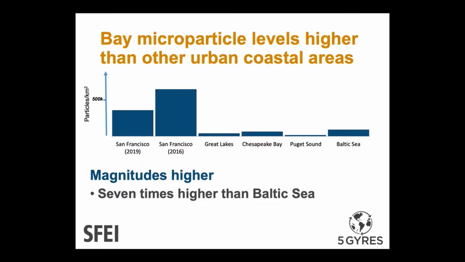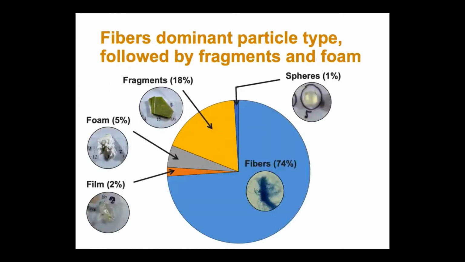Our data set has many more samples, and we did sample in the dry weather season, so it's giving a better representation of the entire bandwidth of the samples. But overall, you can see that San Francisco Bay has higher levels. Comparing to the Baltic Sea, we're about 7 times higher potentially. And you can look and see the differences between the other areas that I mentioned.